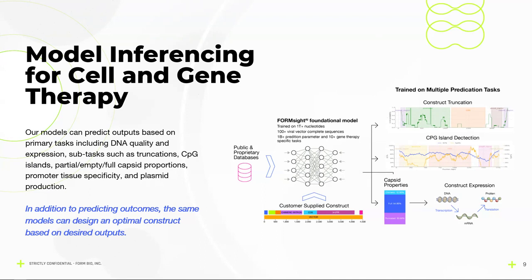We also look at CpG islands and GC content because these could flag potential regions that can cause immunotoxicity when we inject this into mice or NHP. And we're also able to look at structural motifs that could cause truncations.